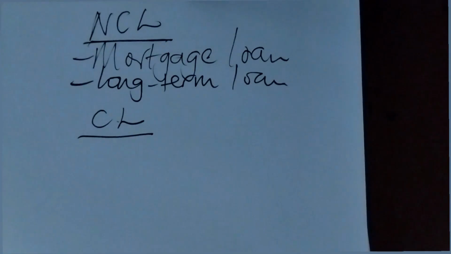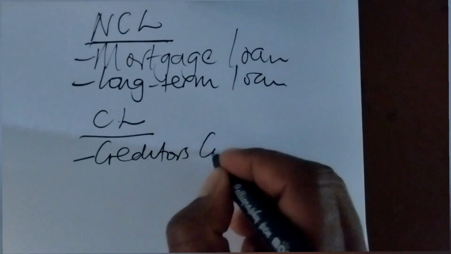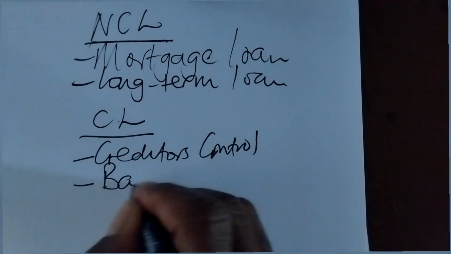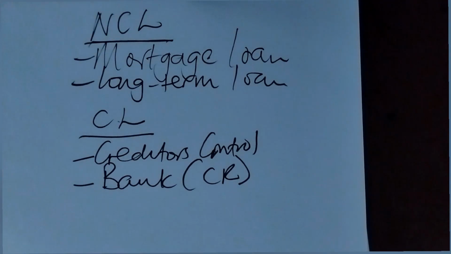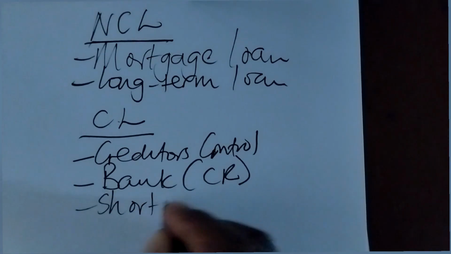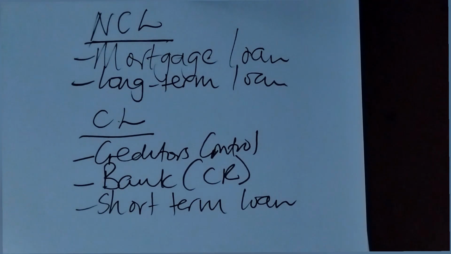Under your current liabilities, you're going to have your creditors control, which is the opposite of your debtors control, and then you've got the bank. But in this case, the bank must be credit, which means there's a bank overdraft. Then you can have your short-term loan. That is a loan that's paid in less than 1 year.